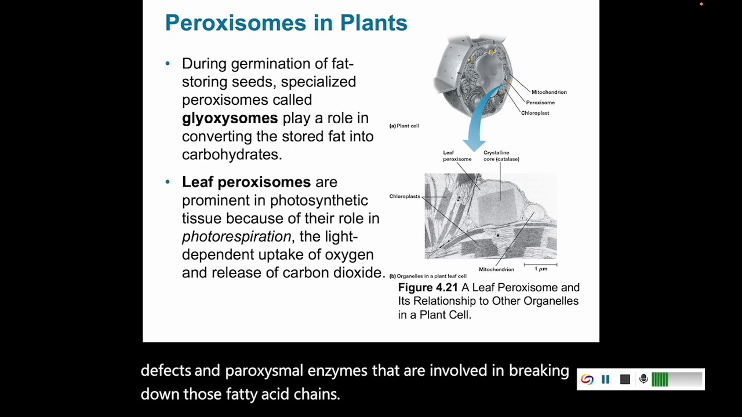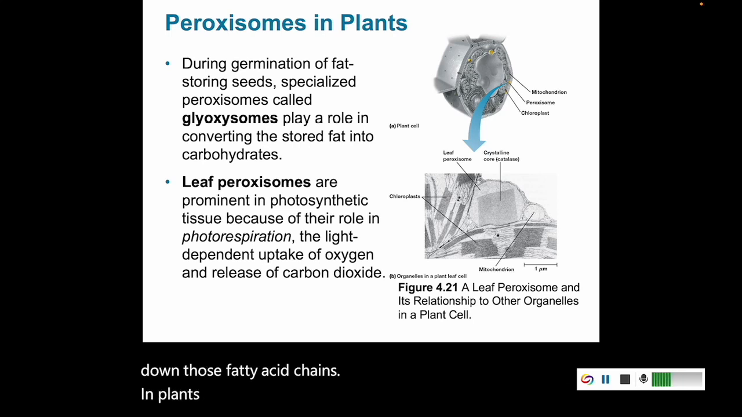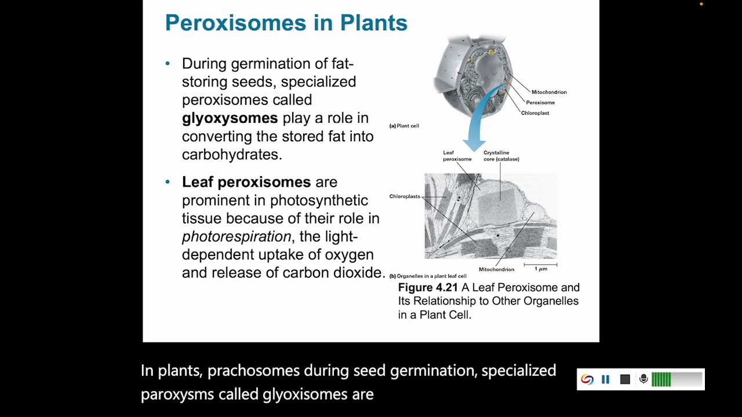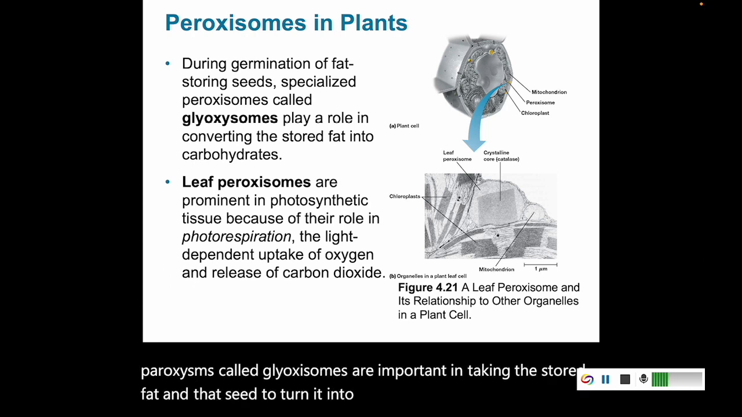In plants, during seed germination, specialized peroxisomes called glyoxysomes are important in taking the stored fat in that seed to turn it into carbohydrates for the seed to have energy to start sprouting.